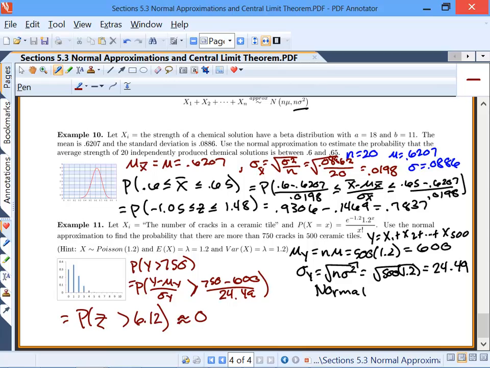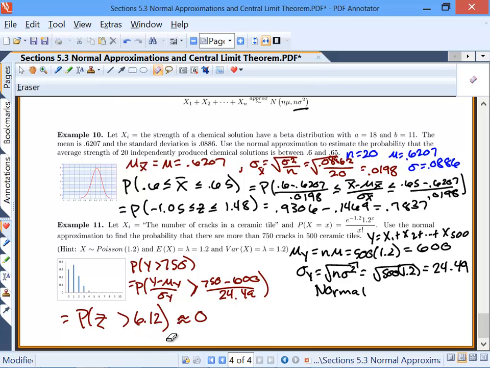One question: why don't we have to add 0.5 when we're doing these ones? Yeah. Some people say you should still use the continuity correction with the Poisson, so you could add 0.5. At this point, though, because I am dealing with such big numbers, if I do 749.5 minus 600 divided by 24.49, let me try that. That would have given me, I guess, 6.104 instead of 6.12.